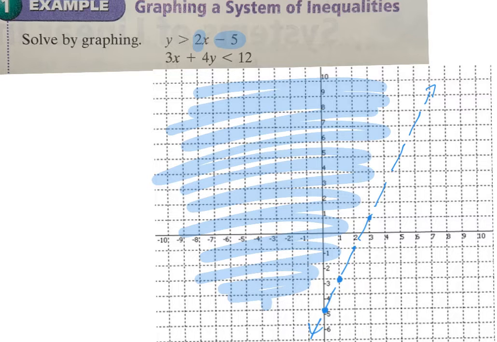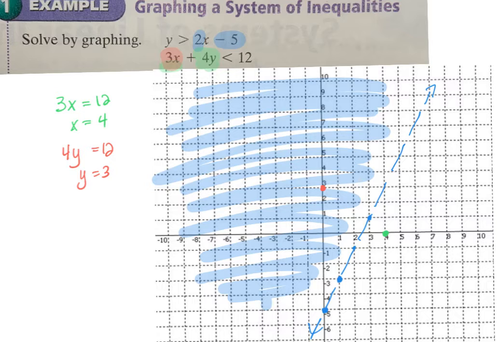All right. And then I'm going to look at the next one. Now for this one, I'm going to choose to graph this using intercepts. So for my x-intercept, I will just zero out my y. So for my x-intercept, I'll have 3x equals 12. My x-intercept here is 4. And so I'm going to put a 4 on my x-intercept here. For my y-intercept, I am going to just zero out my x, and I will have 4y equals 12. So my y-intercept here is 3. And so I'll put my y-intercept here at 3.